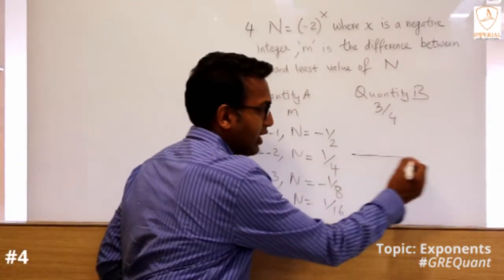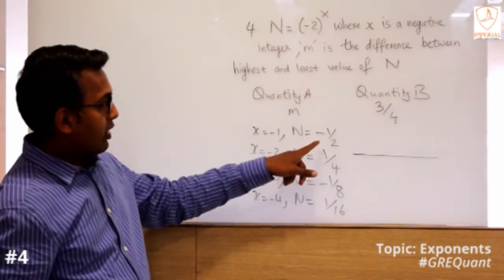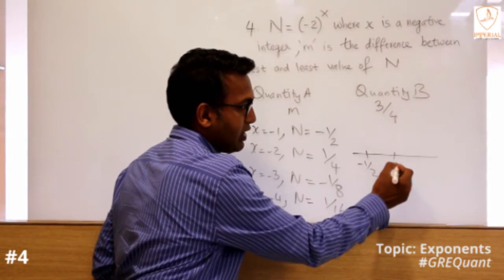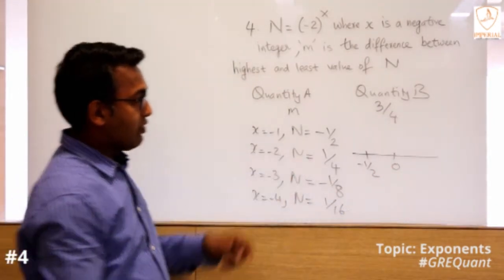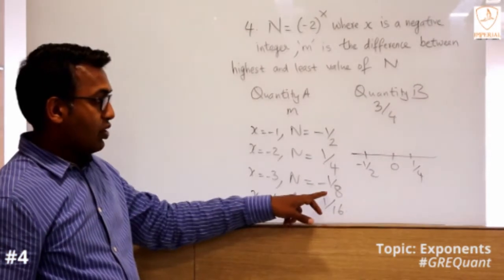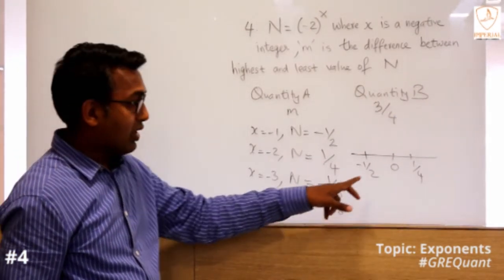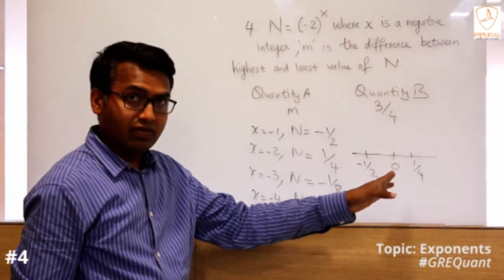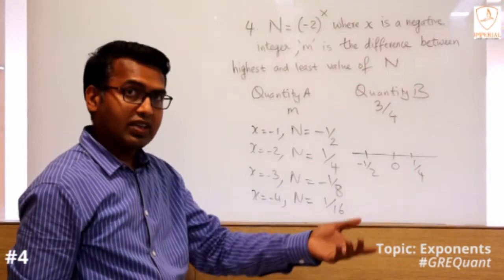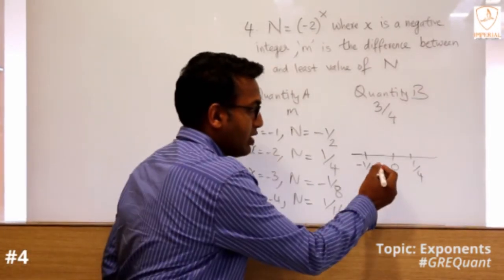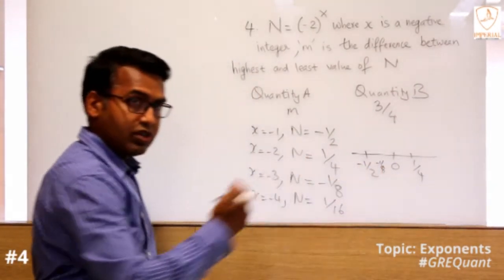Now let's look at this on the number line. First one, when I got minus half, so let me put that over here. Let's put 0 over here. Next one, we got 1 by 4, so that goes in the positive side. Next one, you got minus 1 by 8. Okay, now where will minus 1 by 8 come on the number line? It is bigger than minus half. Okay, because 1 by 8 is smaller than half, but the negative, it becomes reverse. So your minus 1 by 8 is going to be on this side.